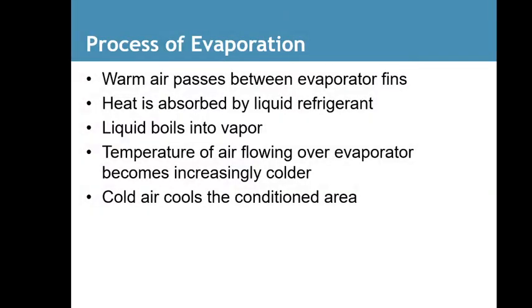Process of evaporation. Warm air passes between the evaporator fins. Heat is absorbed by the liquid refrigerant. And we've talked about this in the past. You're not putting cold air through the unit. The air that went in was warm, and the heat is actually affixing itself to the coil and getting into that refrigerant. In nature, things that are warm want to be attracted to things that are cold. So the heat on the air is jumping off the air and jumping onto the coil.